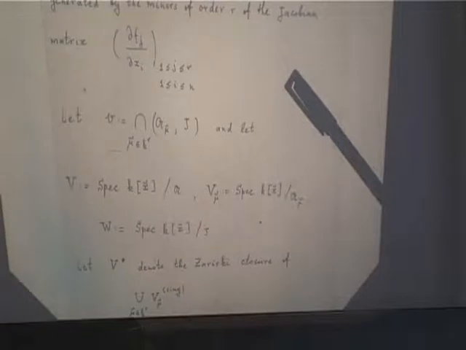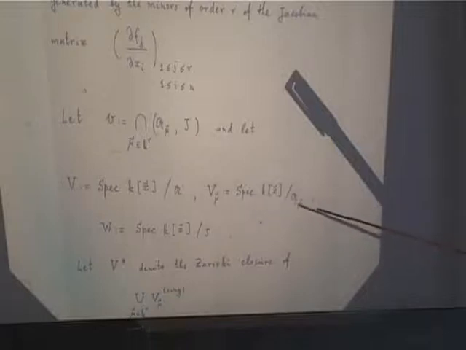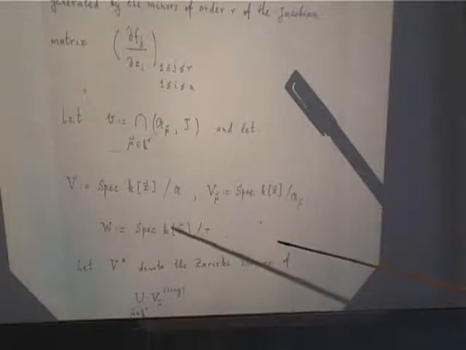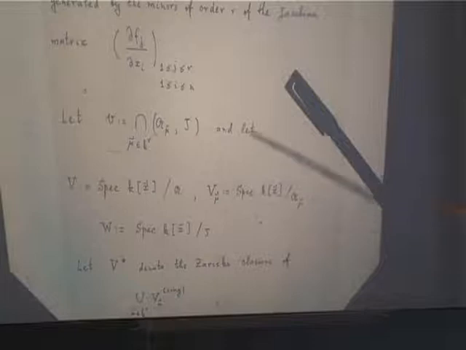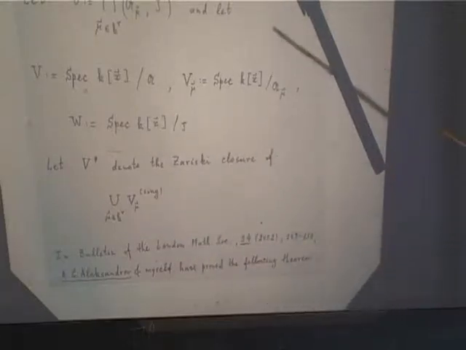And let me consider three affine schemes, one defined by ideal A, another, well, that's a particular case of this V sub mu, defined by ideal A sub mu, and let W be the affine scheme which is defined by ideal J. Now let V star denote the Zariski closure of this union of singular parts of V sub mu.